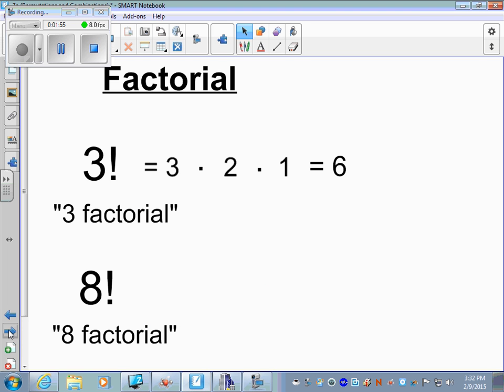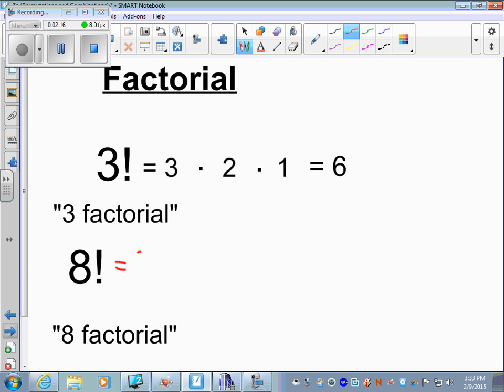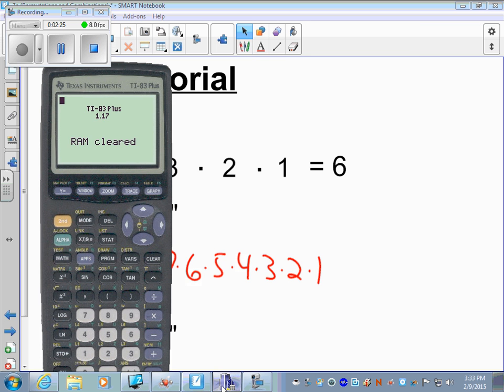Another thing you need to know is factorials. This is called 3 factorial. The way to write it out is 3 times 2 times 1, which is 6. The next one I have is 8 factorial. 8 factorial is 8 times 7 times 6 times 5 times 4 times 3 times 2 times 1. And there's a button in the calculator that'll do this for us.